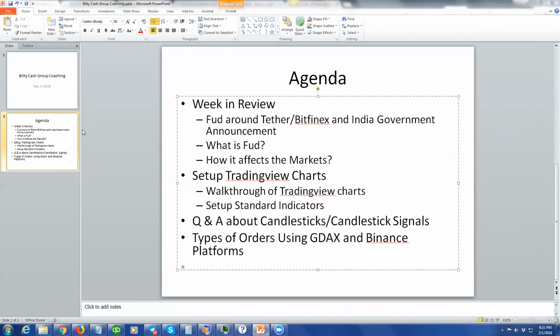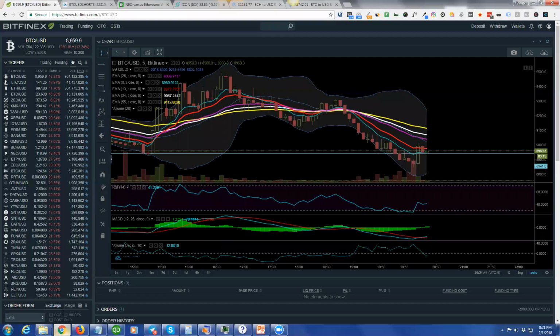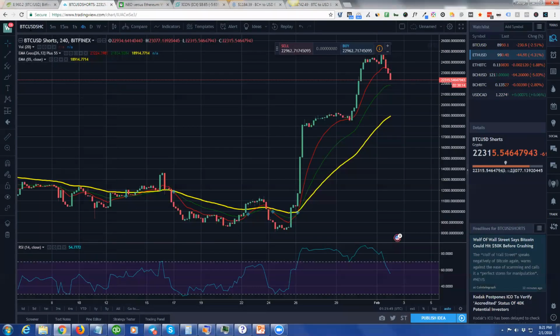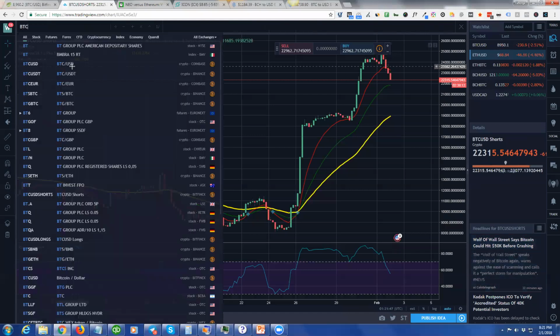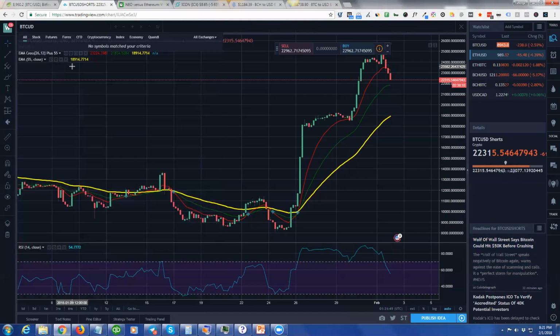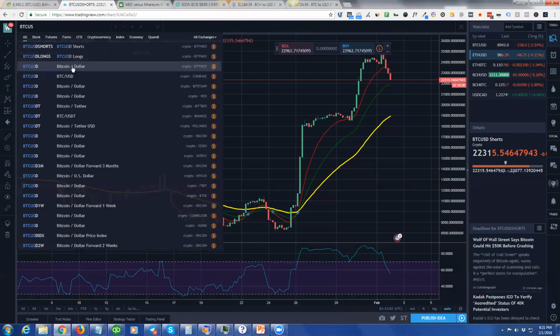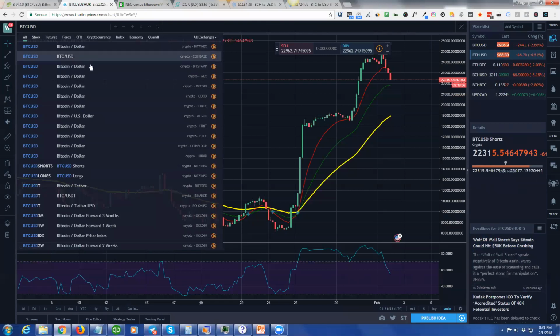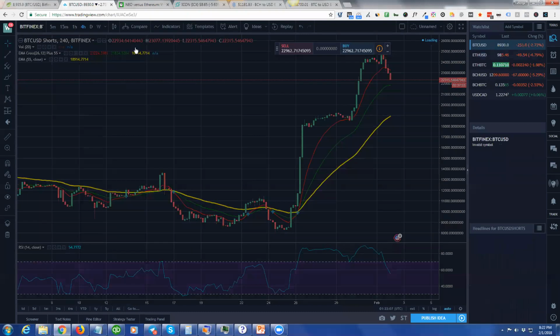So the first thing I want to do is pull up the chart and have a look at Bitcoin USD on Bitfinex. Where am I missing it? There it is, way at the top.